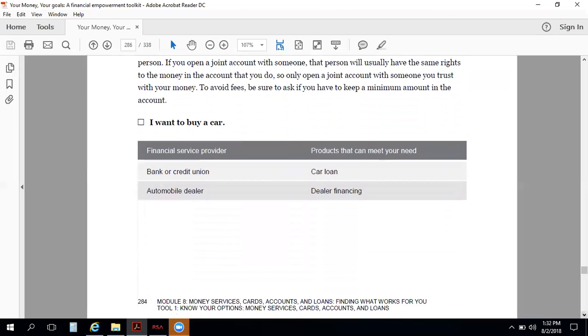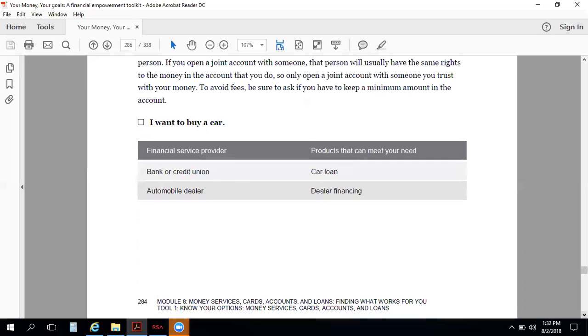Here's one. Client wants to buy a car. Say that's their main goal. So they have a couple different options on how to get a loan, obviously depending on their credit. We talked about that in previous modules too. But they can go through their bank or credit union, or through the automotive dealer to get dealer financing.